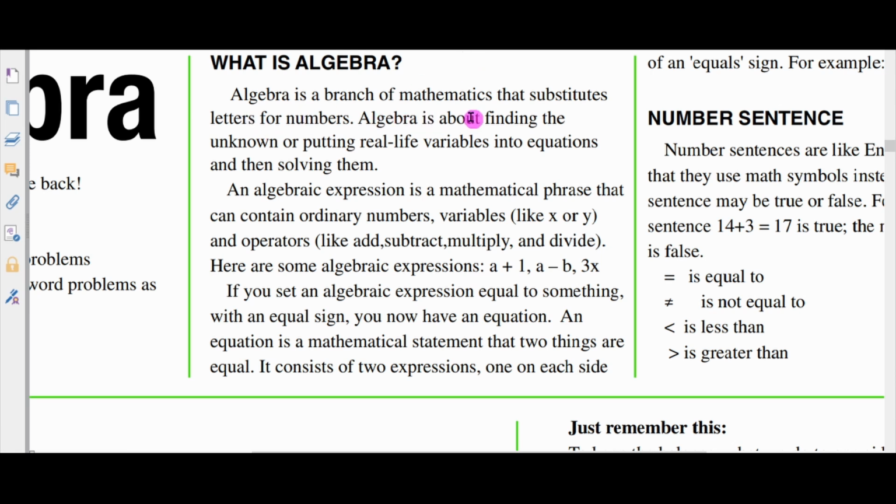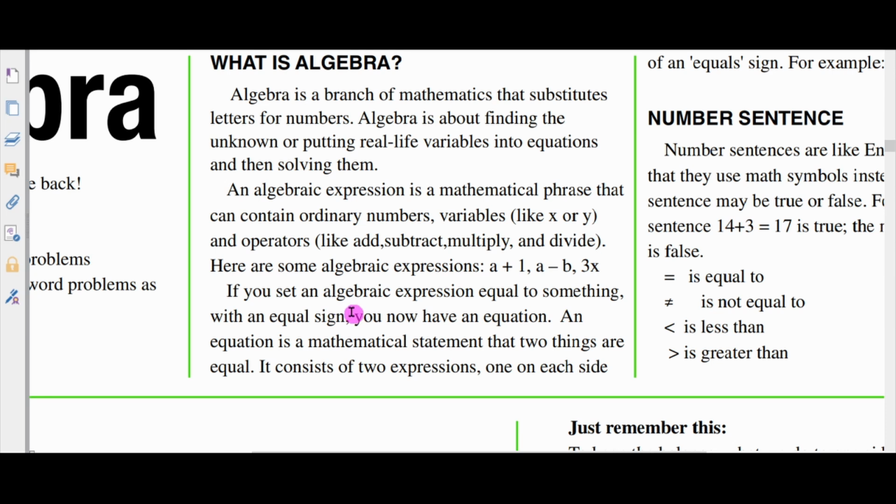What is algebra? Algebra is a branch of mathematics that substitutes letters for numbers. Algebra is about finding the unknown or putting real-life variables into equations and then solving them. An algebraic expression is a mathematical phrase that can contain ordinary numbers, variables like x or y, and operators like add, subtract, multiply, and divide. Here are some algebraic expressions: a plus 1, a minus b, 3x.